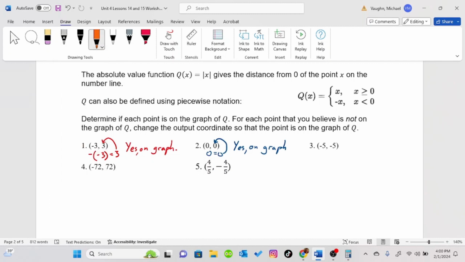Now we'll try number 3. In this case, x is negative 5. This would follow the bottom rule because x is less than 0. When that's the case, the y value is negative x. So negative negative 5 equals positive 5. That does not match the y value we have, so we would need to change this from negative 5 to positive 5.